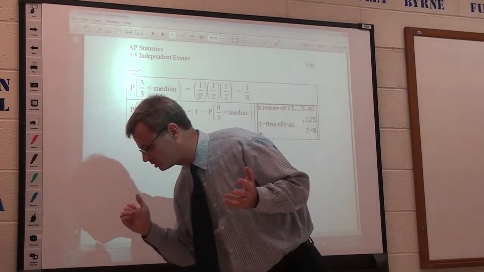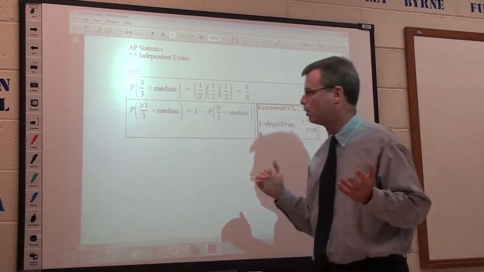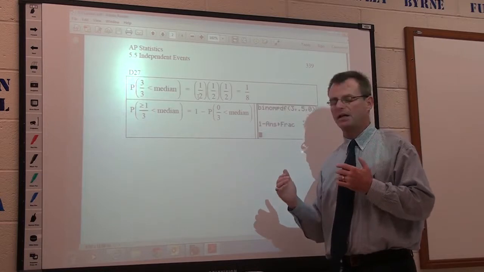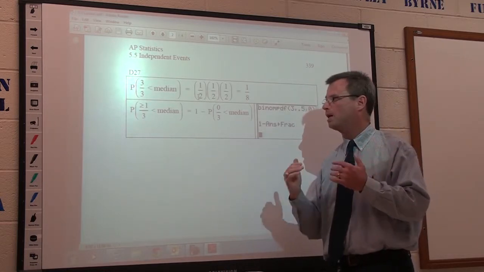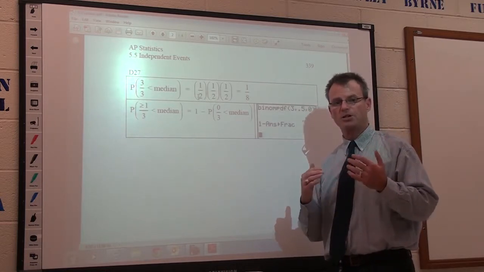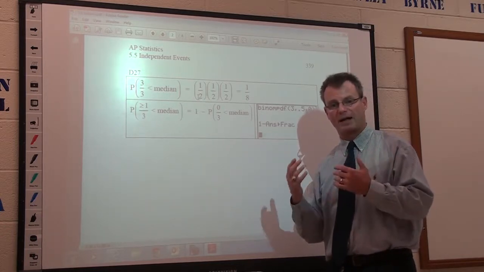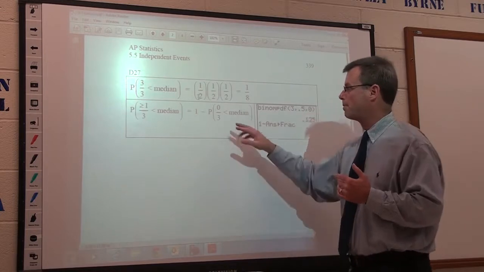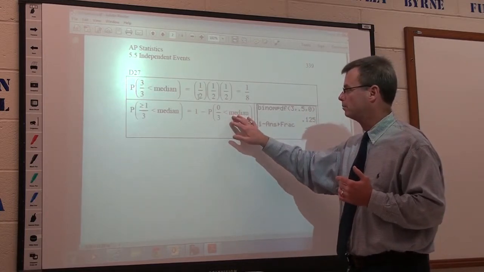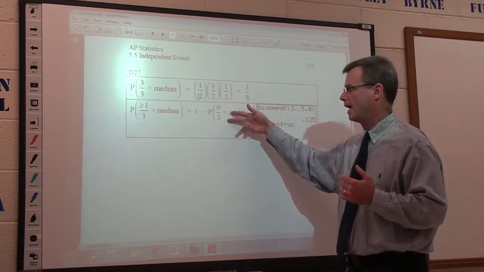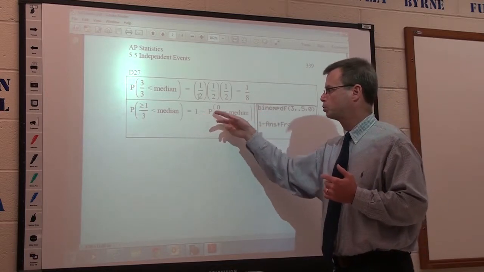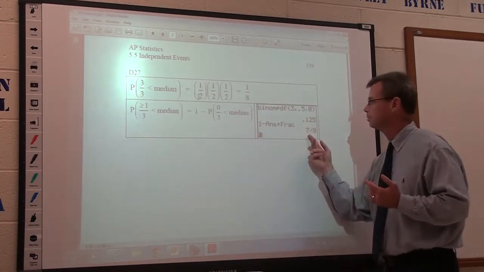Find that at least, what's the probability that at least one of them is below the median price? Well, instead of calculating the probability that at least one is below the median, it would be easier to find the probability that they're all above the median and subtract that from 1. The probability that they're all above the median is the same as if they were all below. That's 1/8. 1 subtract that, 7/8.